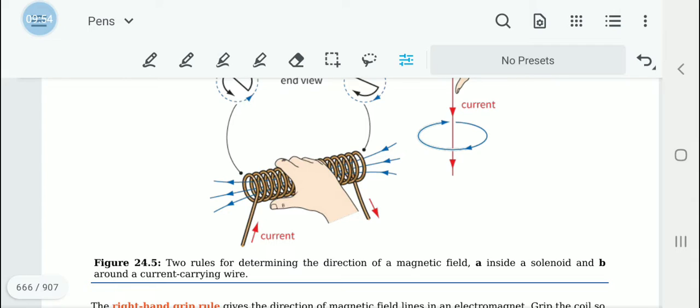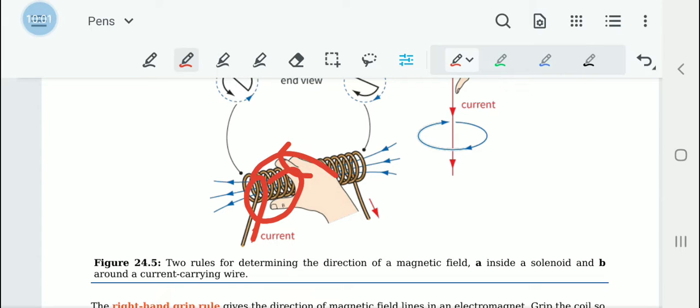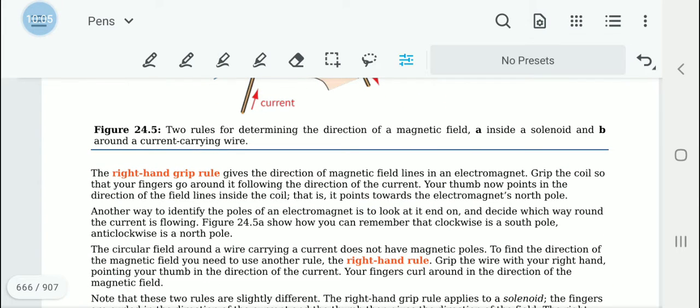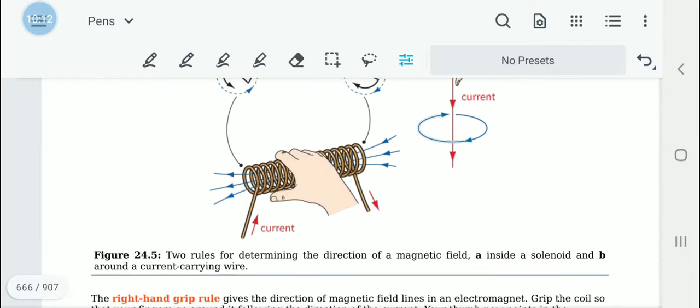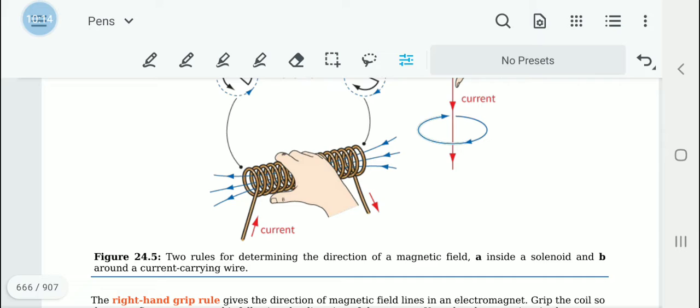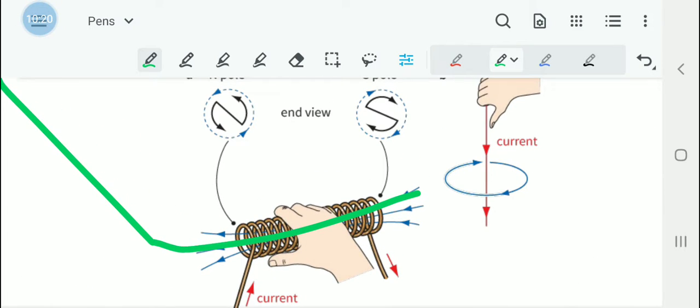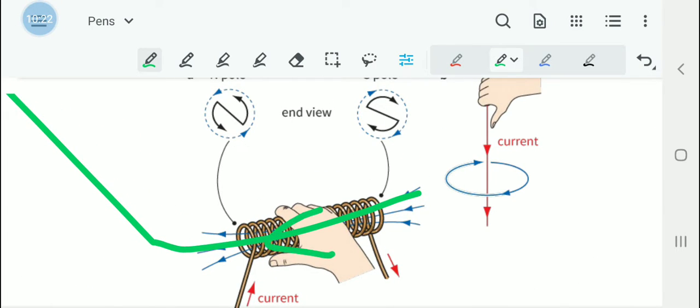So as shown in this diagram, current is going like this. As a result, our fingers also go in this direction. Then your thumb will point in the direction of the field lines inside the coil. So the thumb would show the direction of the field lines. It goes like this, because the thumb is in this direction, it goes in this direction.